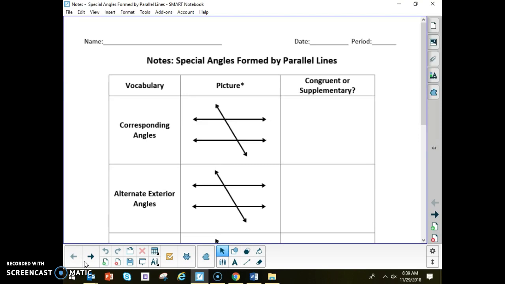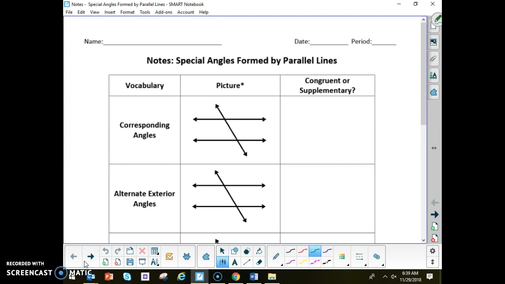When you have parallel lines, they're kind of boring because they don't do anything but intersect. So we're going to cut them with a line called the transversal. And we're going to be looking at the names of the angles that are formed.